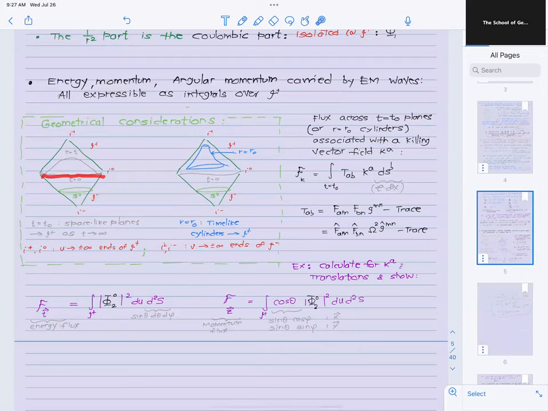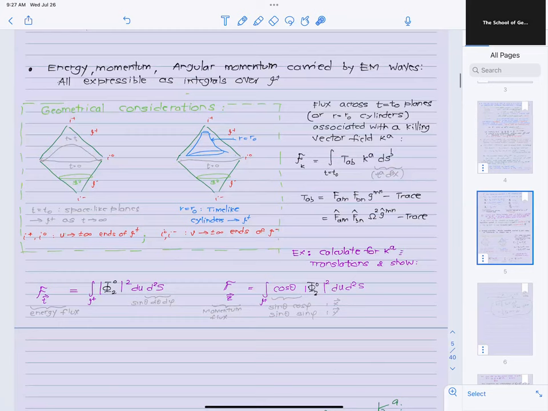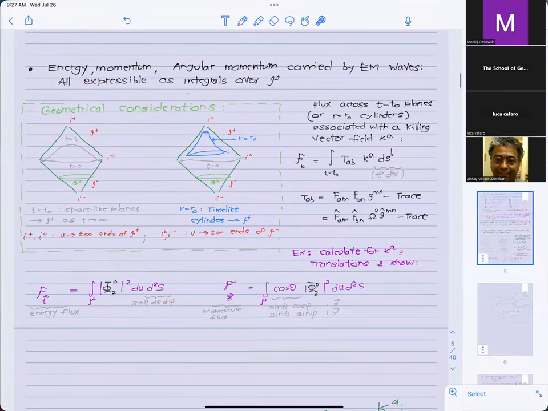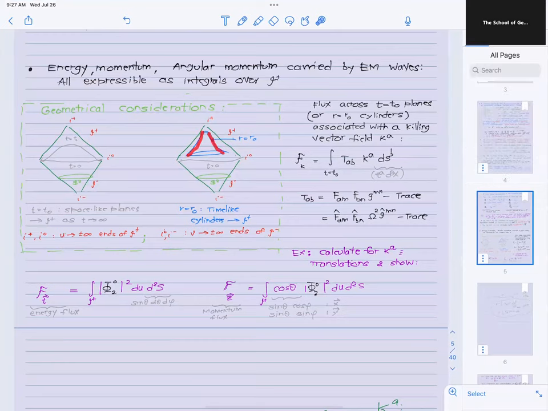This t equal to zero surface looks like this, t equal to constant surface like that. And if I take the limit up here, then these surfaces will actually go to scri. So the flux across the t equal to zero surfaces, if I take the limit up here, I will get an integral on scri of this particular quantity. Alternatively, some people like to look at time-like cylinders. So I can look at r equal to r naught cylinders up here and take the limit as the cylinder goes to infinity. So this will be r equal to r naught instead of t equal to t naught, and take the limit as I go to infinity up here.